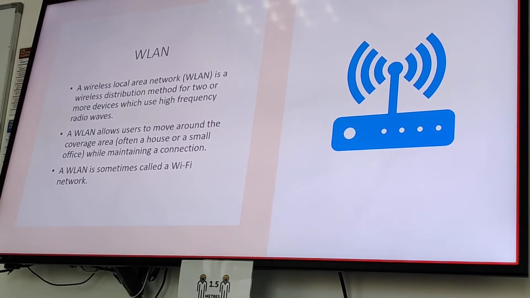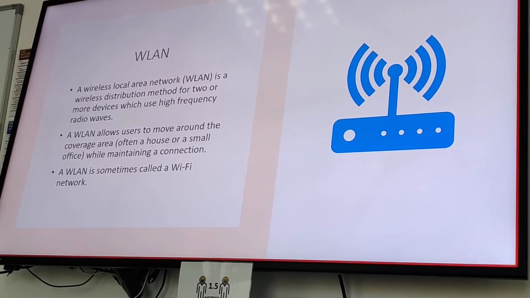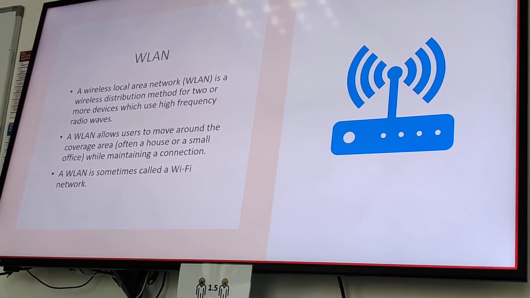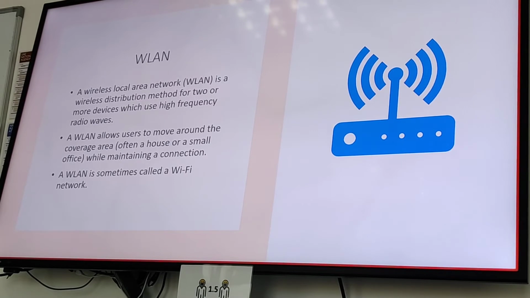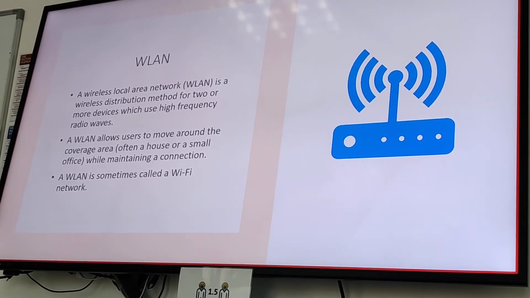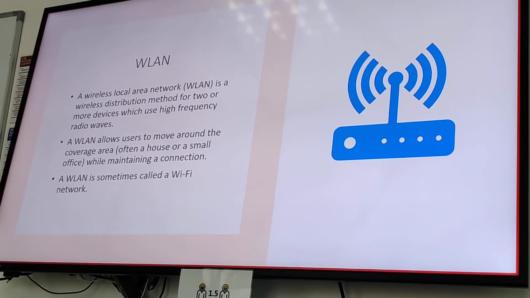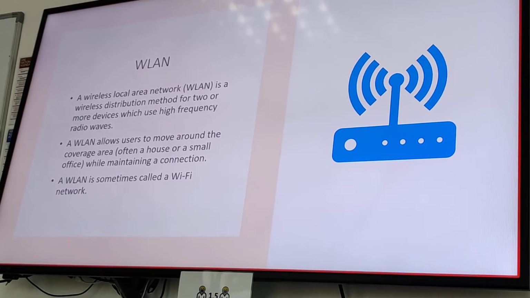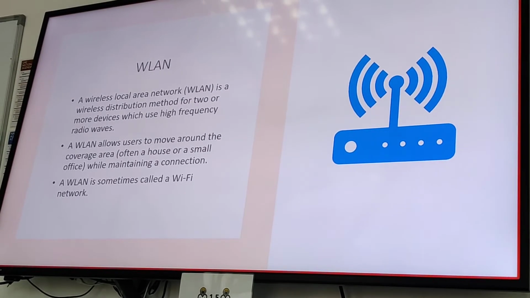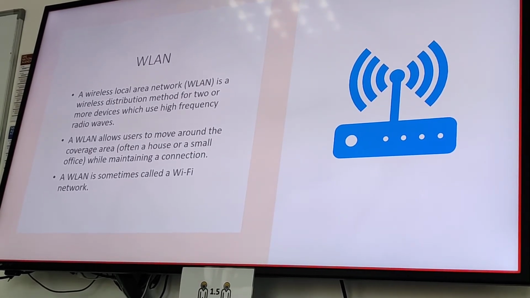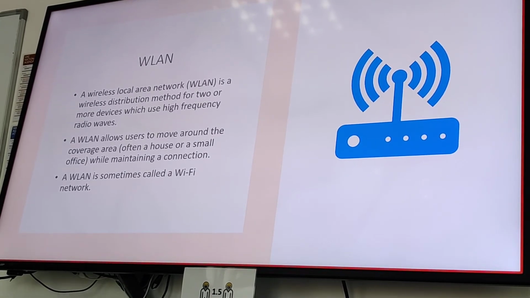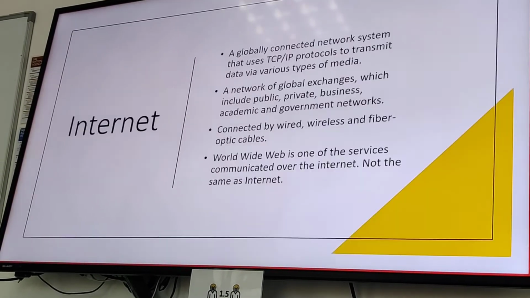And next is wireless local area network, which is a wireless distribution method for two or more devices in which they use high frequency radio waves. And a wireless local area network allows the users to move around. So for example, if you think about your house, you can move around from your bedroom to the kitchen and you'll still maintain a connection. It is often called just a Wi-Fi network.